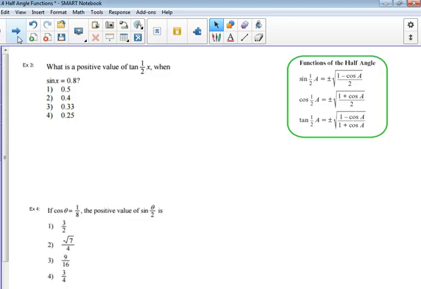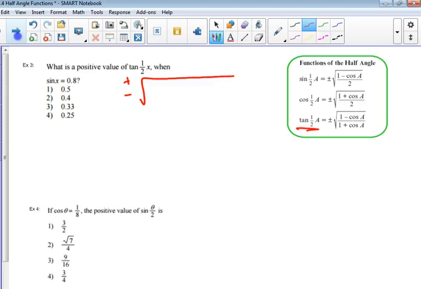Okay, so this is a little different way to ask. What is the positive value of tan 1/2 x? Okay, so tan 1/2 x is this one. I'm going to write that out here: the square root of 1 minus cos over 1 plus cos.